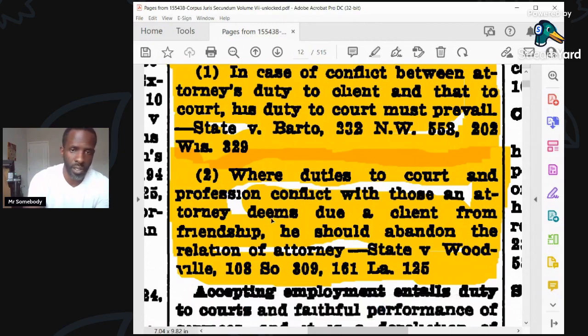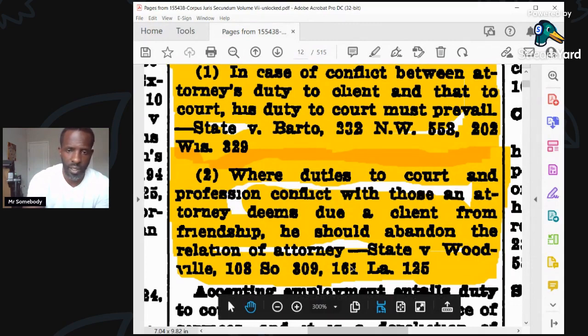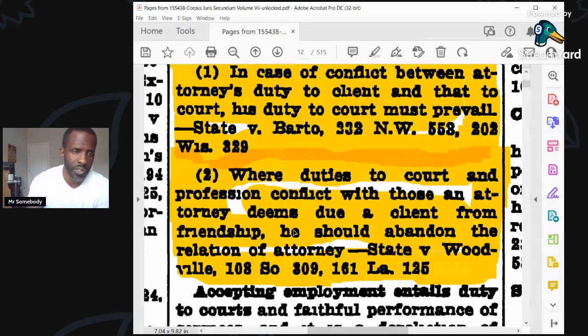I'm going to ask you guys to do your own research as well, so that you can get a proper understanding. Where duties to court and profession conflict with those an attorney deems due to a client, from friendship, he should abandon the relationship of the attorney. So if they're in too deep and they've created a relationship with you and they feel like they have to defend you no matter what, they should probably step away from being that person's attorney.